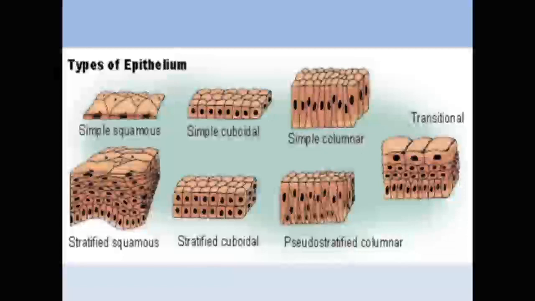Hapo ni stratified squamous, tunaona zote ni pana alafu ziko nyingi. Tunaona ni stratified cuboidal, tunaona zote zina almost equal size lakini pia zimeanza kujipanga in stratified manner. Lakini hii nyingine inaitwa pseudo stratified columnar. Pseudo inamaanisha something not true, not true from the reality, it's false. So tunaona kwamba hii pseudo stratified ni kwamba kiuhalisia tunaona ina thickness kubwa au ina depth kubwa, lakini is not truly stratified kama vile tunavyoziona zingine za kina squamous na cuboidal.